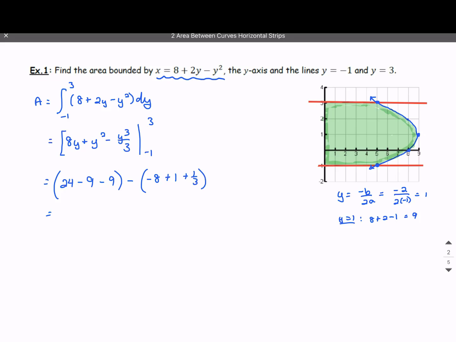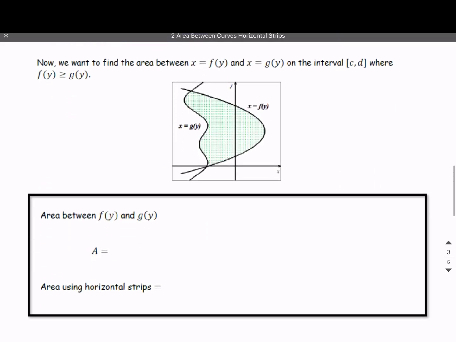Then combining terms here, we're going to have 31 minus 1/3. Now 31 would be 93/3 minus 1/3. 92/3 is our answer. That is the area of that green shaded region. Awesome. Now, what if we want to find the area between two curves?